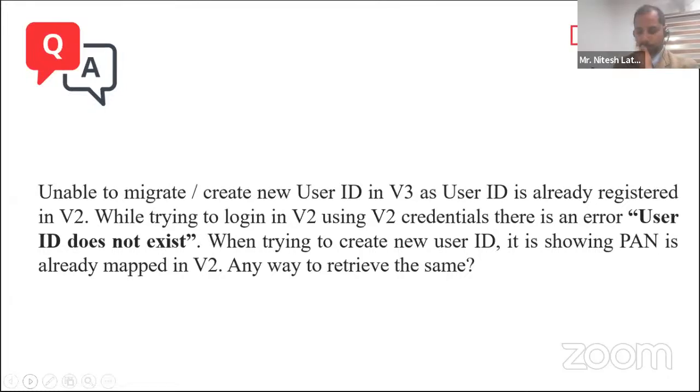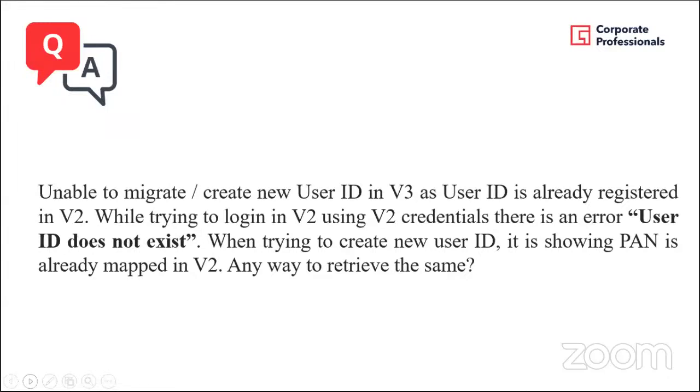Now, when there is a conflict of information in an ID being created on V3, and that V2 account is used on the V3 portal, the system is unable to fetch what account it is being referred to, and it throws a message that the ID does not exist, or an additional message that the user account and password do not match. So in these cases, the best option is to approach us to get the account reset, and we will be able to assist the stakeholders.